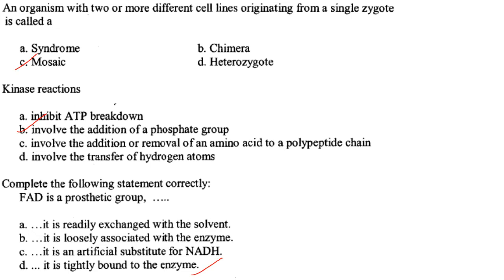And in contrast, what is chimera? If distinct cell lines are derived from different zygotes, the term is known as chimera.